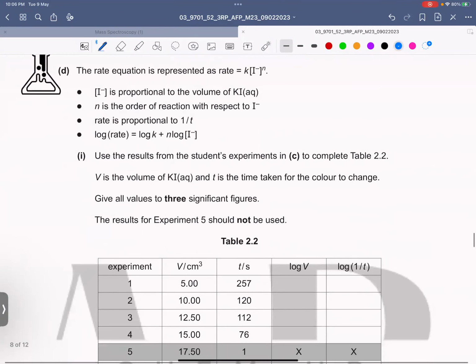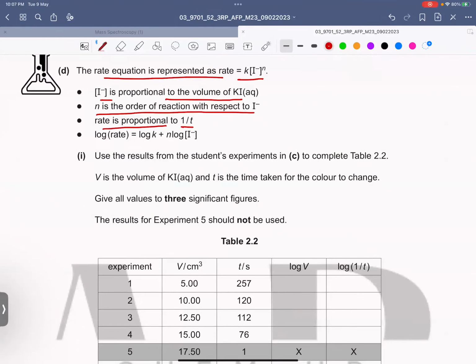Now, the rate equation is represented as rate equals rate constant times concentration of iodide raised to the power n. Concentration of iodide is proportional to the volume of potassium iodide, and n is the order of the reaction with respect to iodide. Rate is proportional to 1 over T. And log rate equals log k plus n log concentration of iodide ions.